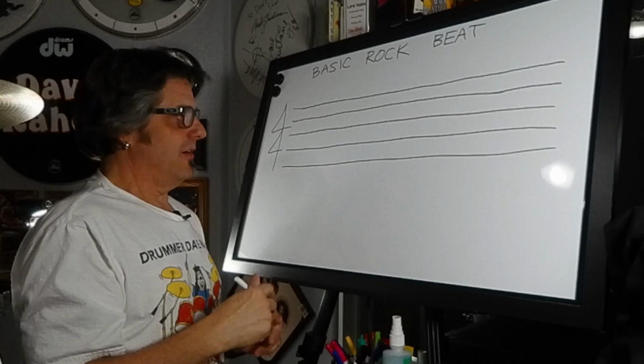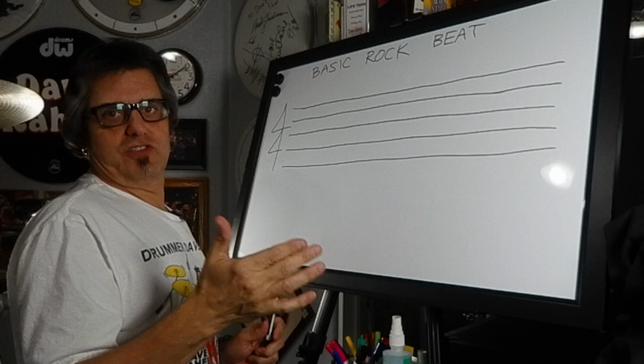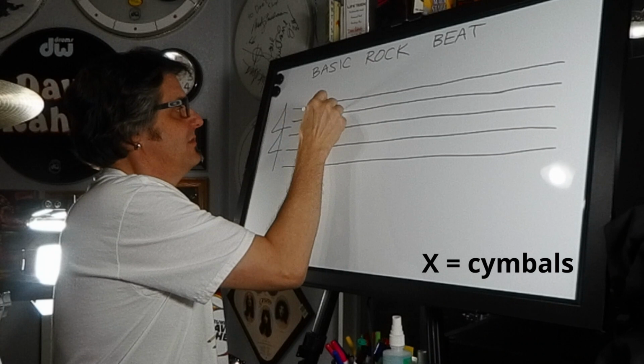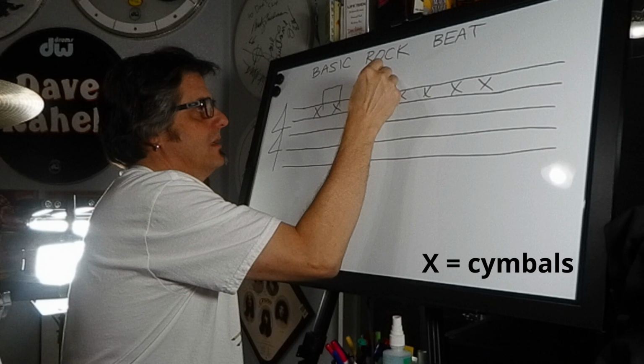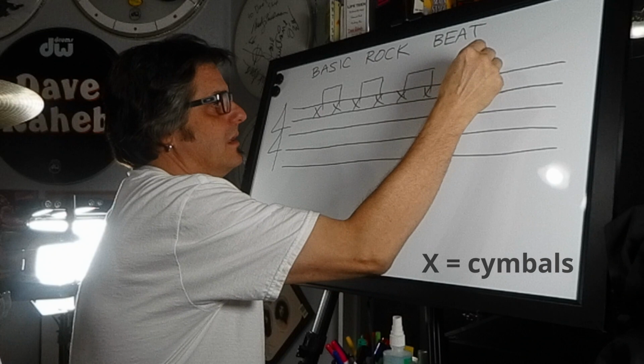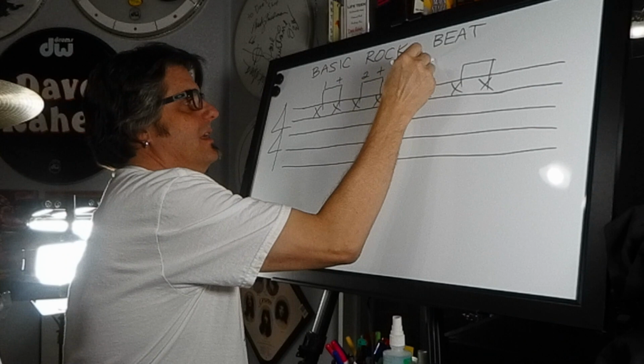Now for a basic rock beat, we'll start out with the hi-hat since it'll be on the top, and it'll be eighth notes. So let me write this in for you. Draw your eighth notes and connect them together. On the top here, 1 and 2 and 3 and 4 and. That's how you count your eighth notes on your hi-hat.